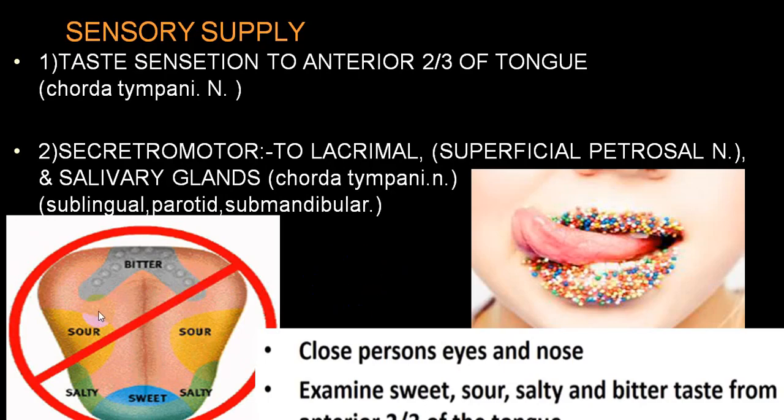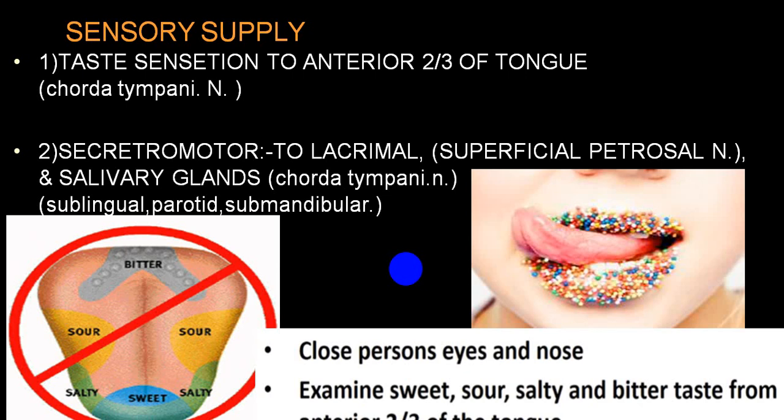So you can test the taste sensation of the anterior two-thirds of the tongue. You will have to explain to the person regarding the test. We have already discussed that in the fifth cranial nerve. So you will be testing with sweet, salt and sour sensation. Mainly we use common solutions which are very familiar to the person like tea, coffee, rose water, sugar, salt, etc. So those particular common solutions are being utilized.